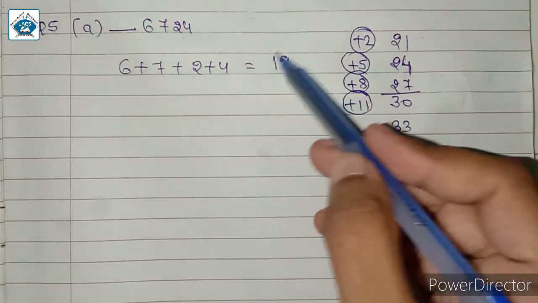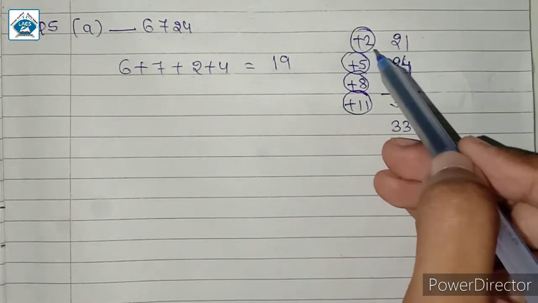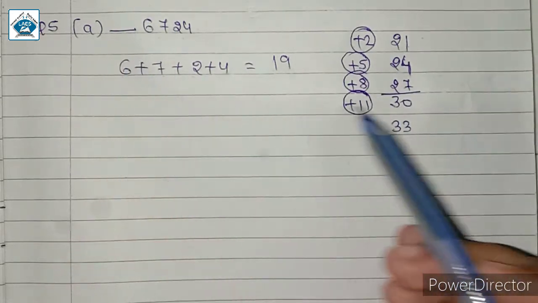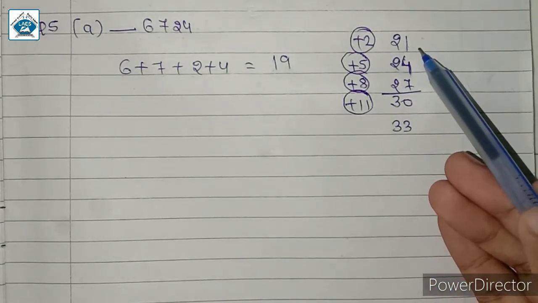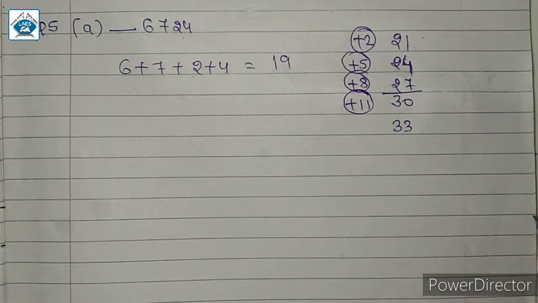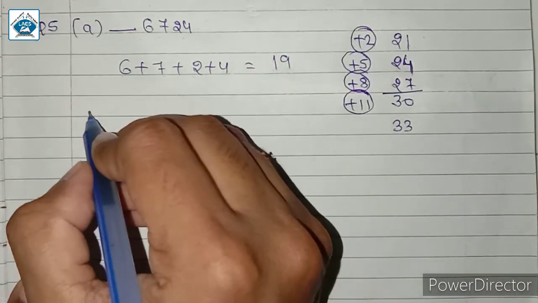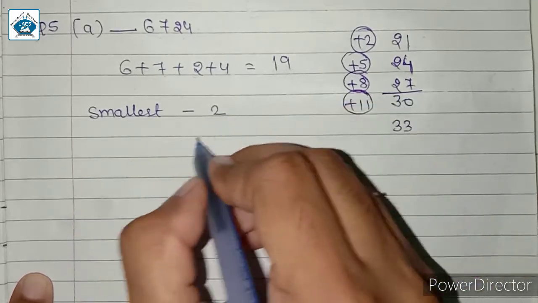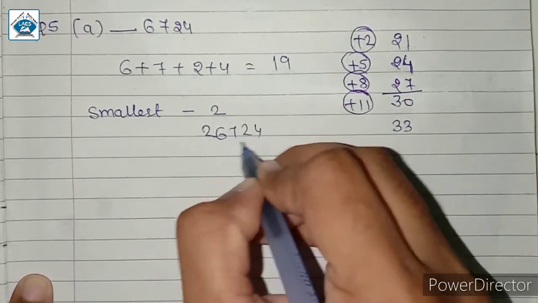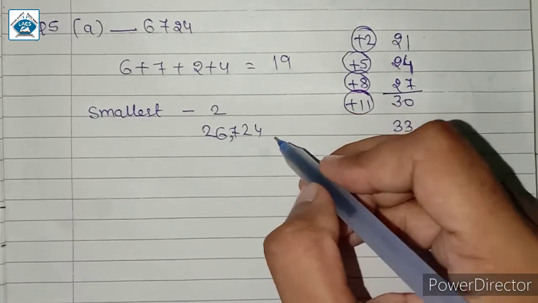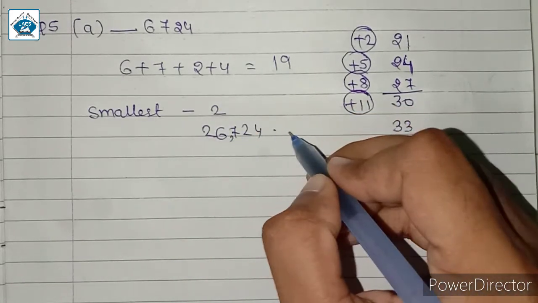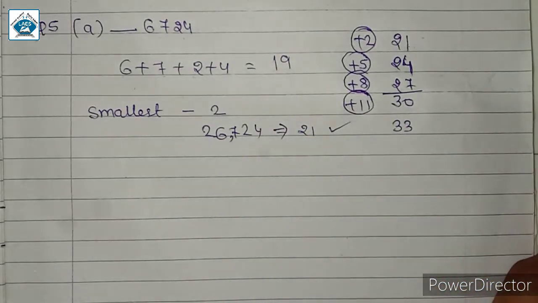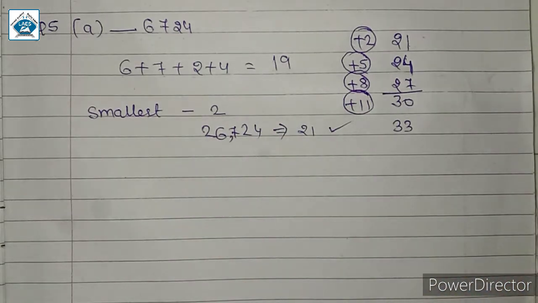So for making 19 into 21, we will have to add 2. That is, if we write 2 in the blank space, then adding the 5 digits, we will get 21, which is a multiple of 3. Then it will be divisible by 3. Therefore, the smallest digit is 2. So here we can write 26724. When we add the digits, we get 21, which is a multiple of 3. That is, this number will be divisible by 3.